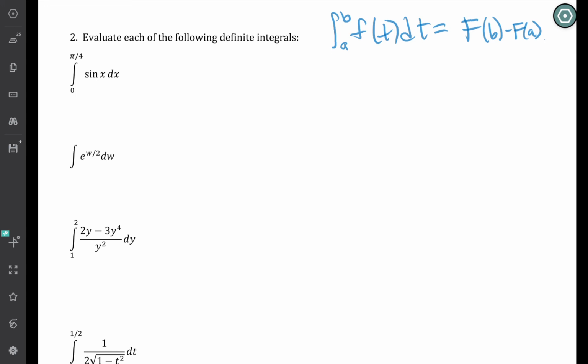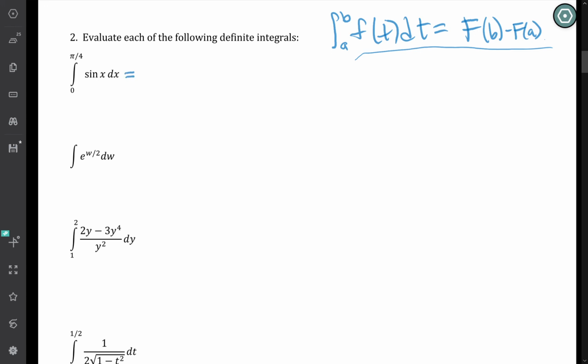Okay, so what it says, I've got it written right up here, is that if you want to find the value of the definite integral of function little f, you need to first find its antiderivative big F and then plug in B and A and subtract.